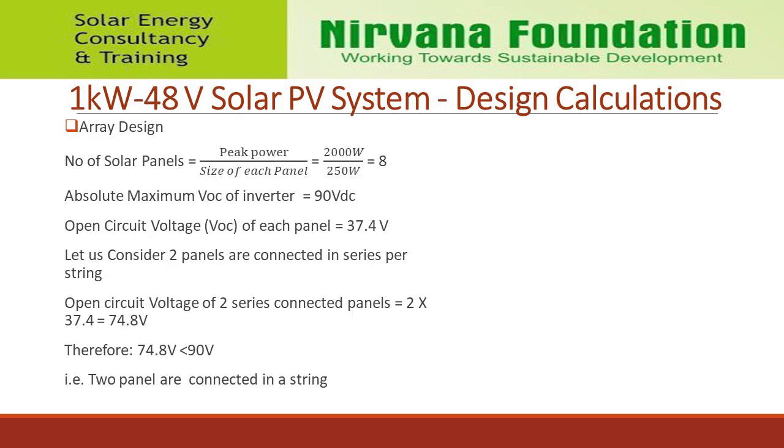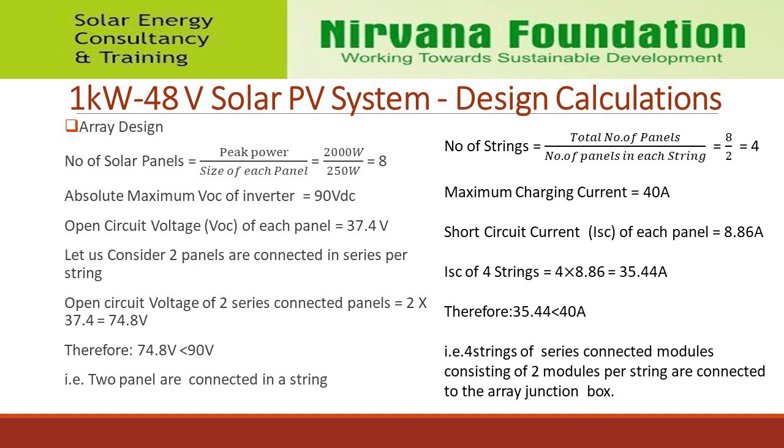Array design. Total number of panels required to generate 2 kW are 8. As VOC of inverter is 90 volts, to achieve this, 2 panels must be connected in series. As panel voltage we get 74.8 volts, which is less than inverter voltage. 2 panels must be connected in one string. Number of strings required are 4. Each panel generates 8.86 amps of current but required is 40 amps. So 4 strings of series connected modules consisting of 2 modules per string are connected to the array junction box.